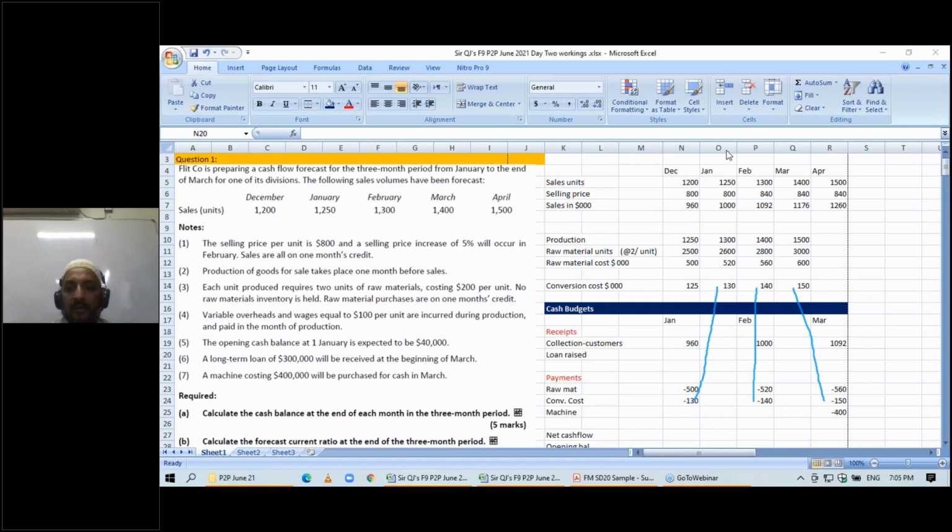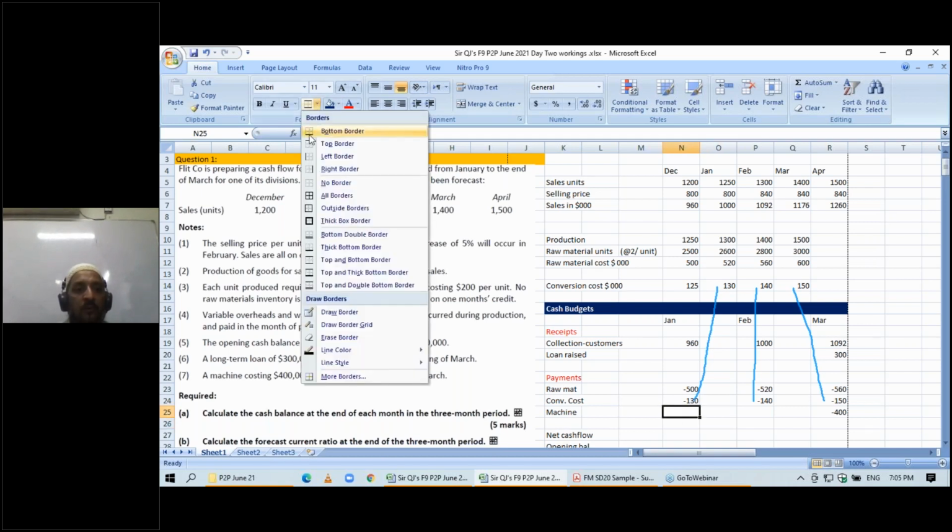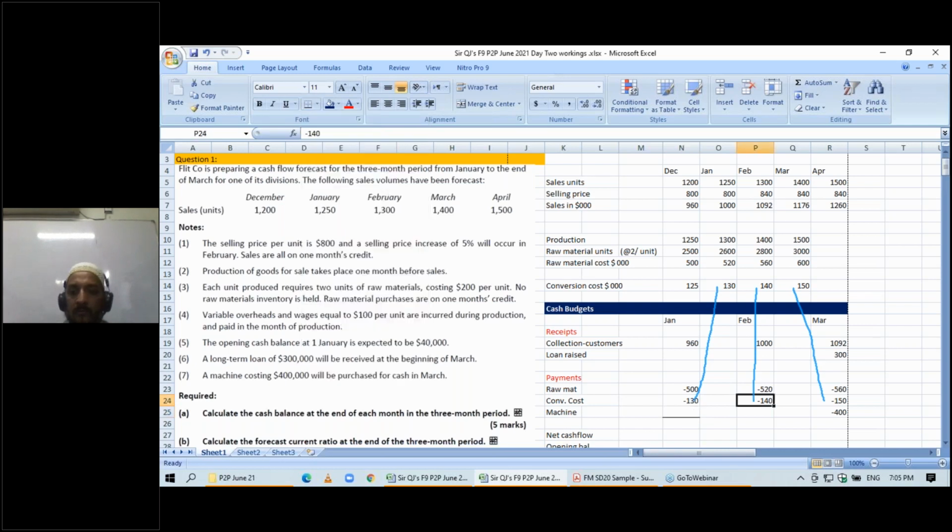Okay, let's move ahead. So the next is they raised a loan, note number 6. At the beginning of March, they raised a loan. So by raising a loan, they will receive a cash of 300,000. So this was all the cash flows that occurred. Now we will take a total of these items so that we get the net cash flow for all the 3 months.